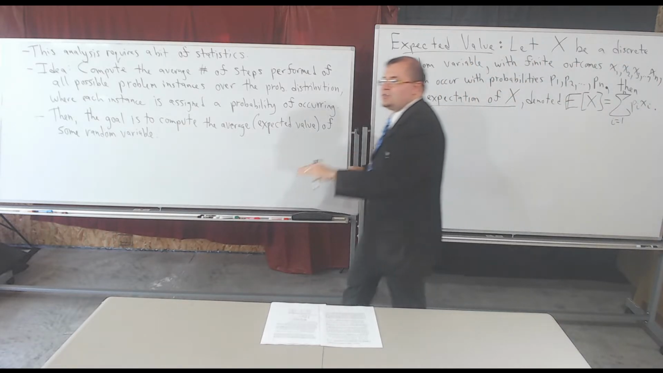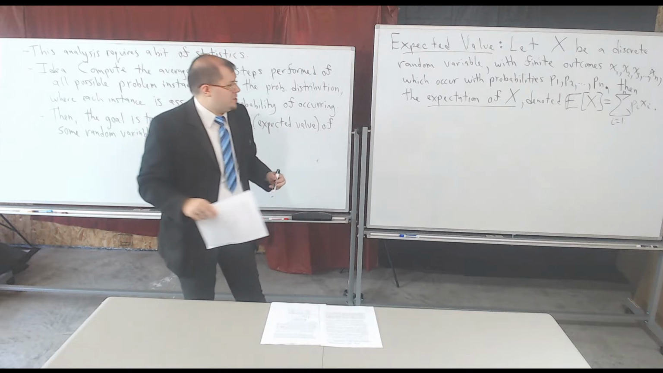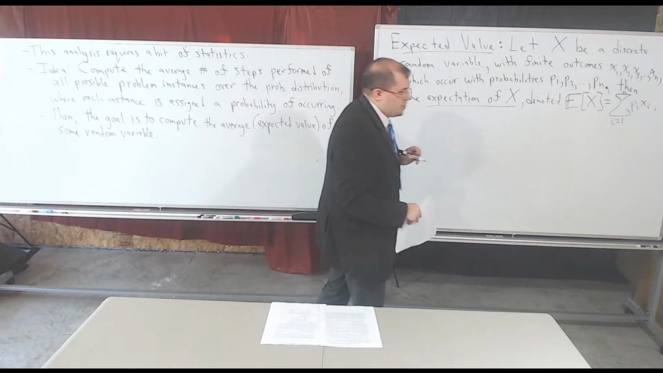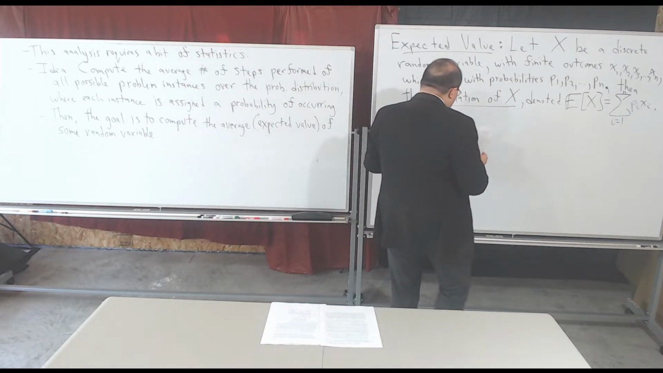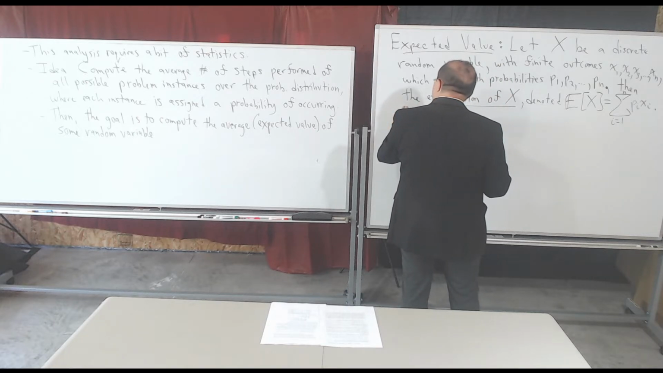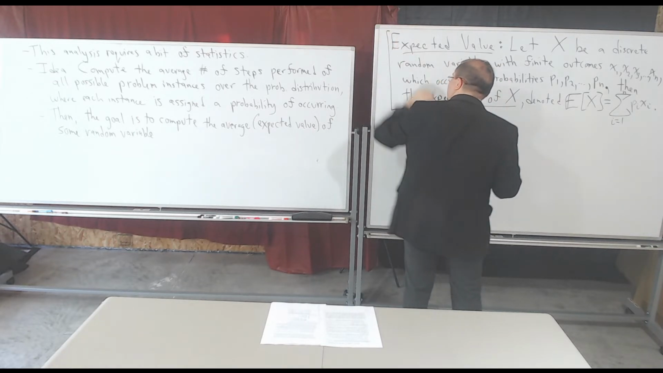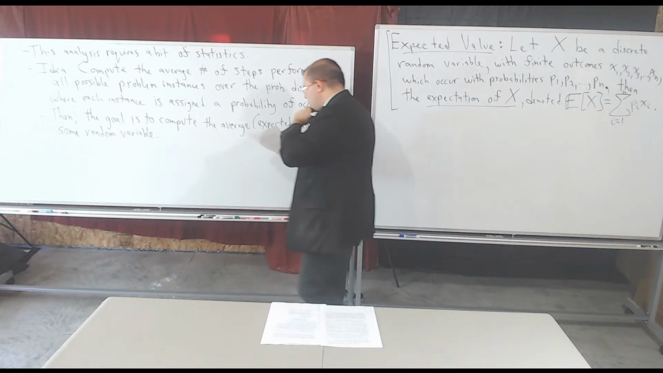When all the probabilities are equal, it's just a simple average calculation. When it isn't, it's a weighted average. So don't let this get too complicated. Remember, just think average in our cases, because usually we're assuming a uniform distribution.